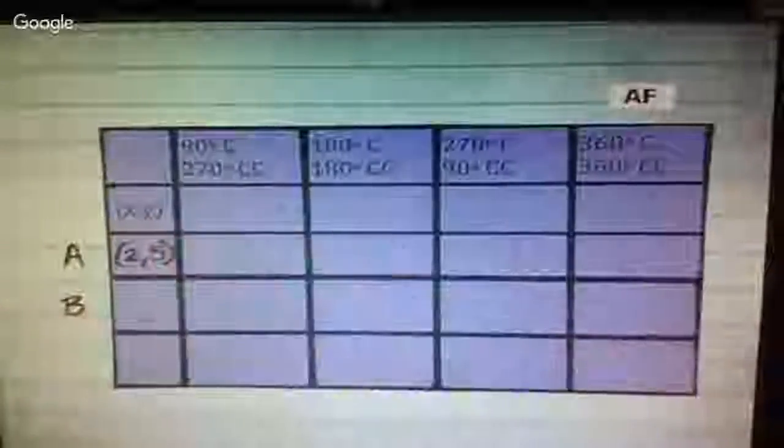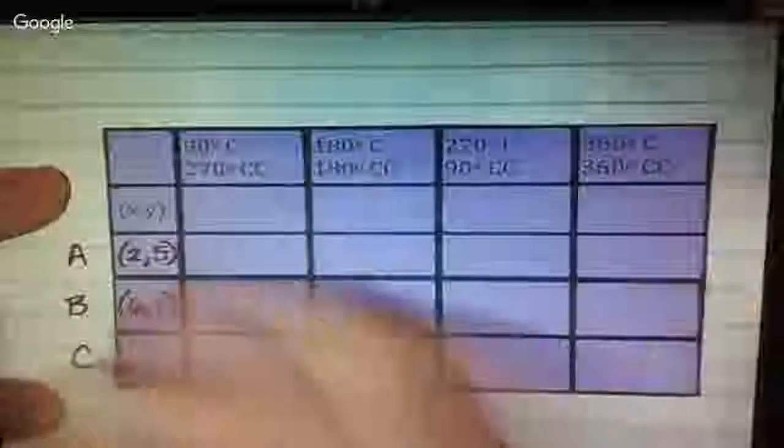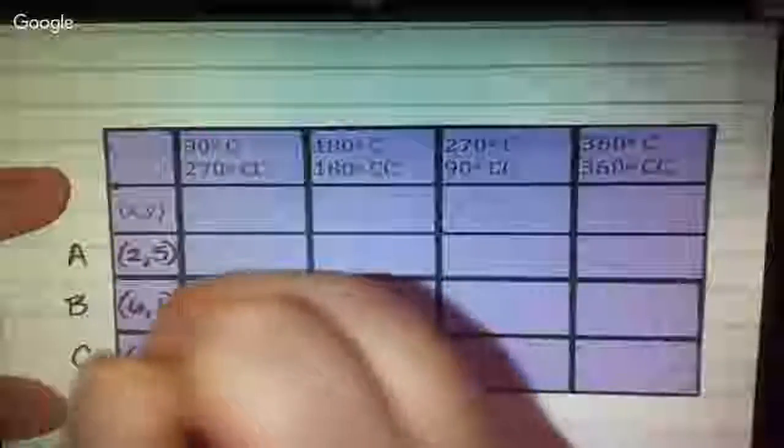In quadrant 1, A is at the point 2, 1, 2, 3, 4, 5. A is at positive 2, positive 5, because it's in quadrant 1. I'm going to zoom in on this chart, actually. So A is at 2, 5. B is at 1, 2, 3, 4, 5, 6, 1. And C is at 2, 1.